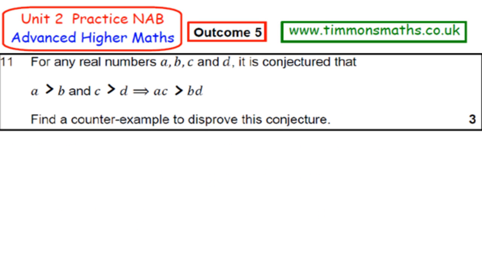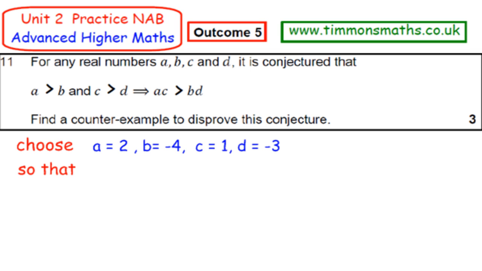All we need to do here is to find if there's particular values of A, B, C and D for which this conjecture doesn't work. If it doesn't work for one particular set of values, then that means that it's not true. So say we choose A is equal to 2 and B is equal to -4, C equal to 1 and D is equal to -3. So that A is greater than B and C is greater than D.